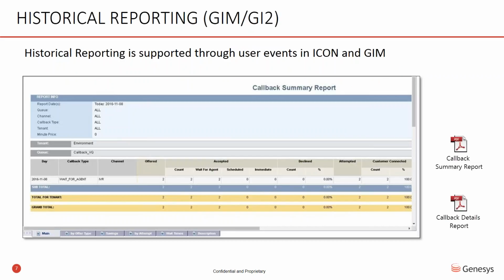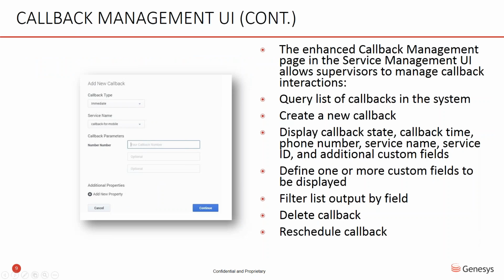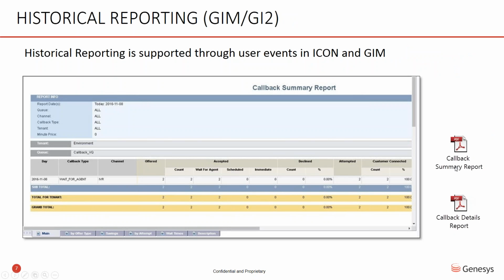So the next part is the historical reporting. We've got a couple of PDFs shown there as the reports that are available for callback within Interactive Insights, GI2. So we get the cradle to grave reporting of the caller's journey through the platform. I actually do have a callback details report that I can share if you want, but it's really detailed and doesn't fit on the screen too well.